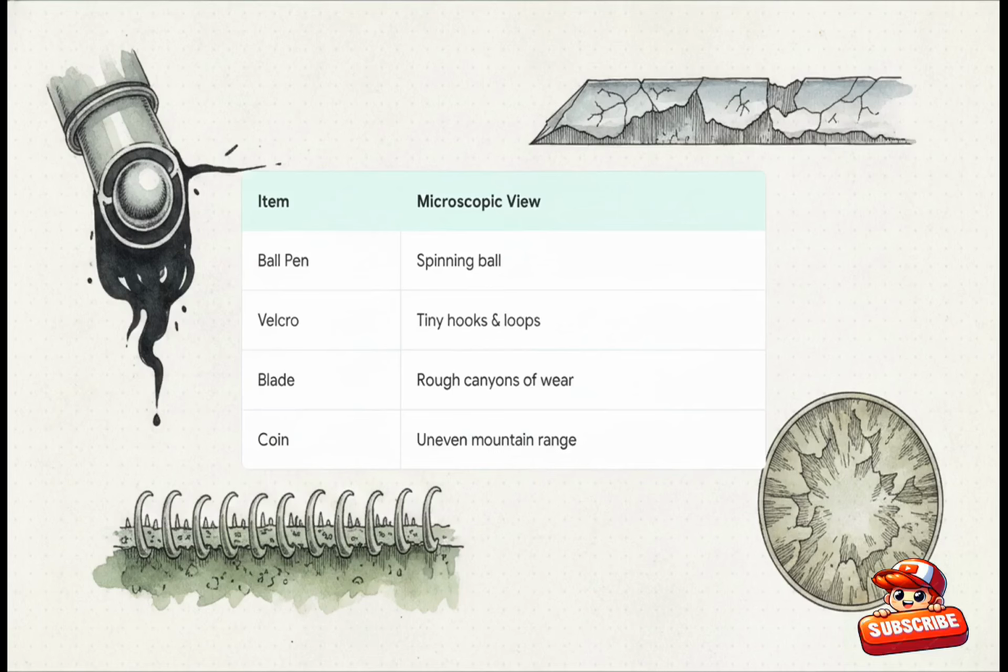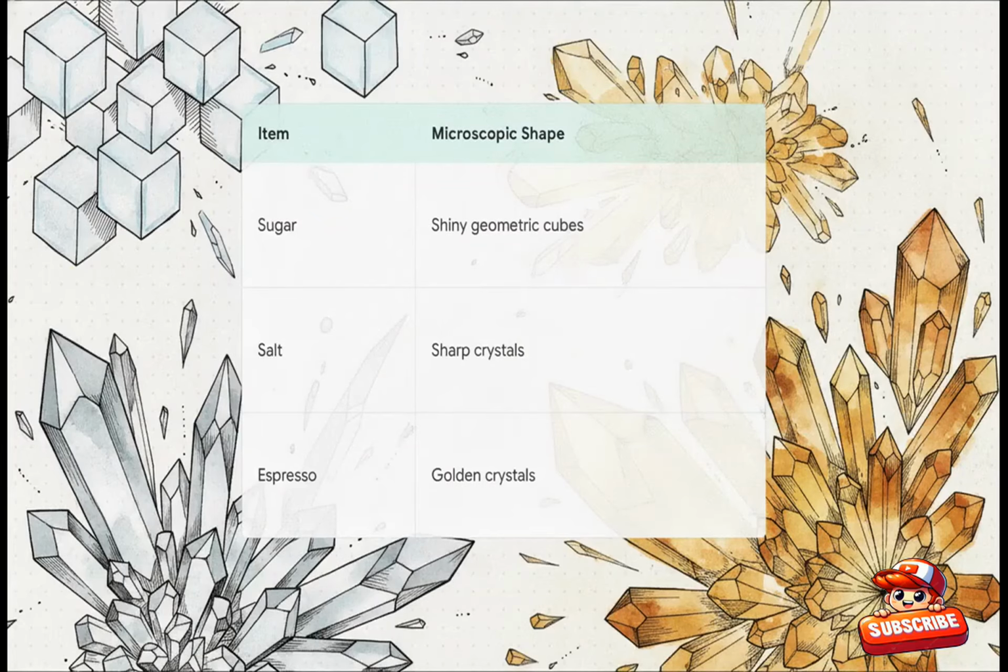How about a shaving blade? What feels like perfectly smooth metal actually reveals deep, rough canyons of wear and tear after you use it. And a standard metal coin. Under a microscope, its smooth surface totally transforms into this uneven, dramatic landscape that looks exactly like a mountain range or a deep canyon. Section 2. Food and household items. All right, let's head into the kitchen.